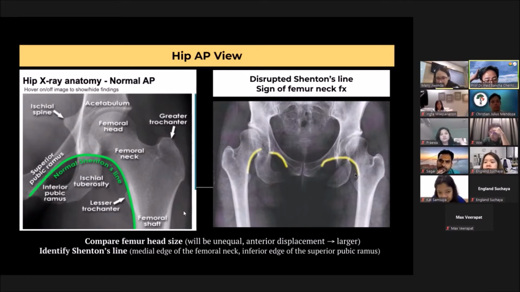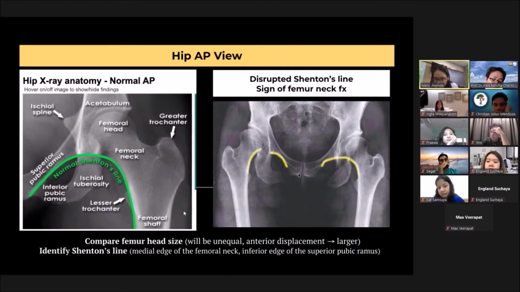You can see some subluxation of the head, right? That also disrupts Shenton's line. Okay, next. So this one is disrupted.